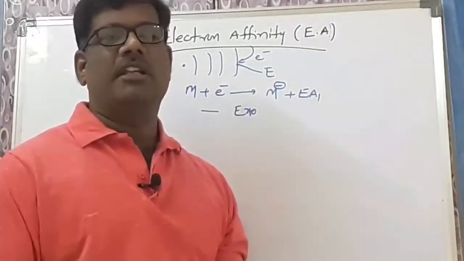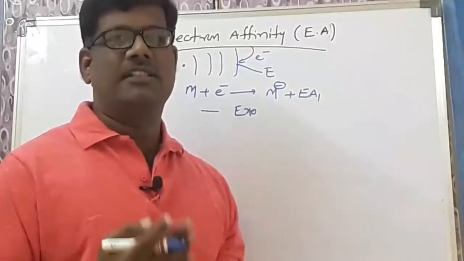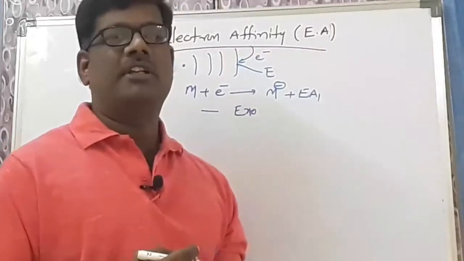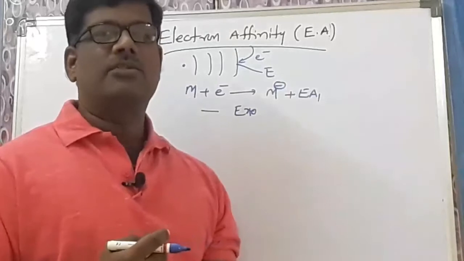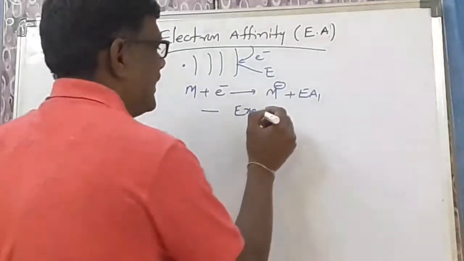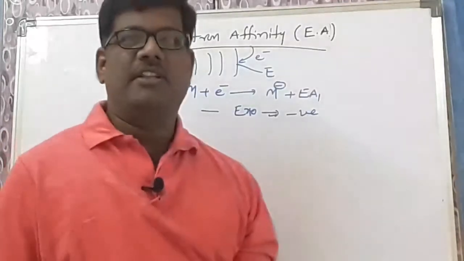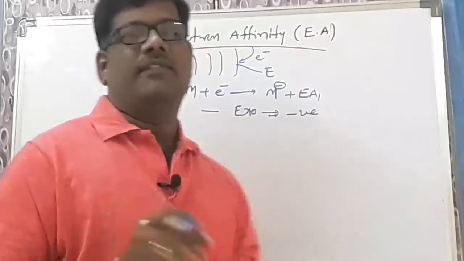What is an exothermic reaction? A chemical reaction which takes place with the liberation of energy, the release of energy. Those reactions are called exothermic reactions. That's why electron affinity reactions are exothermic. Whenever it is an exothermic reaction, it is represented with a negative sign. Delta H is negative, particularly for the electron affinity reaction.